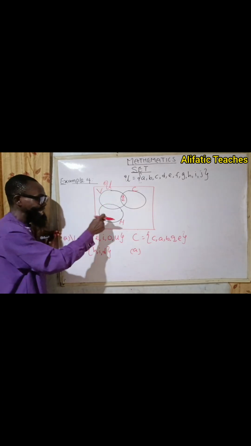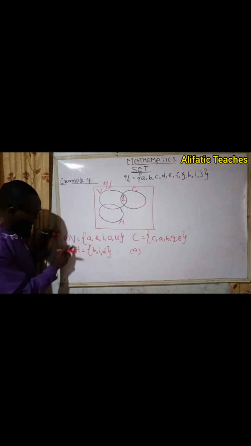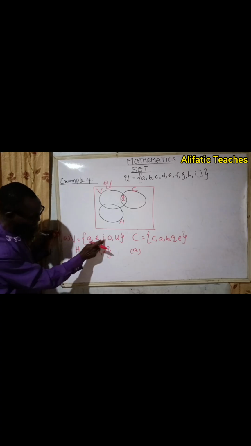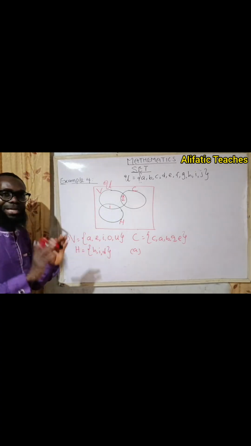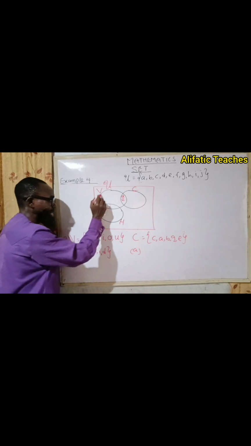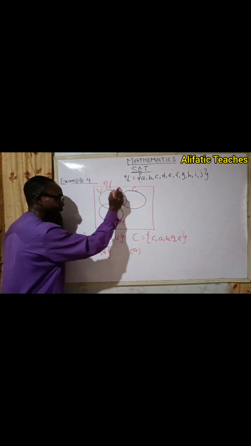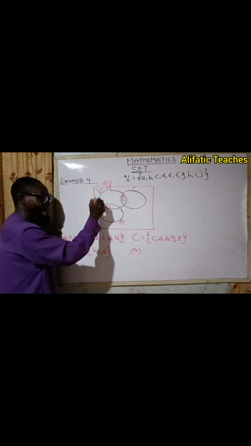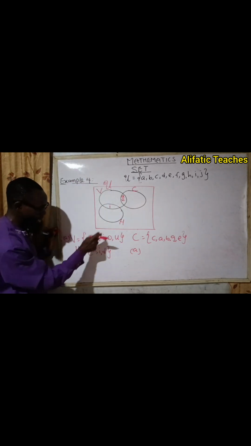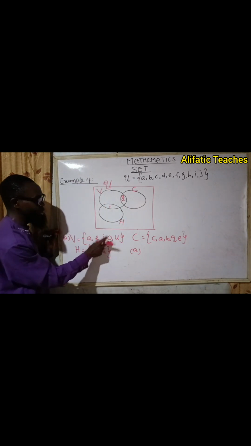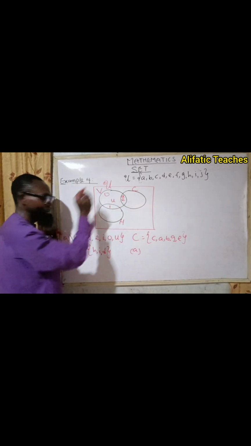Okay, let us now check again. Out of V and H, what do we have in common? We have I in common. You put it here, I. Then you cannot write the elements now. Look at this circle of V. A, E, I has been taken away from V. A, E, I. What do we have left? O and U.